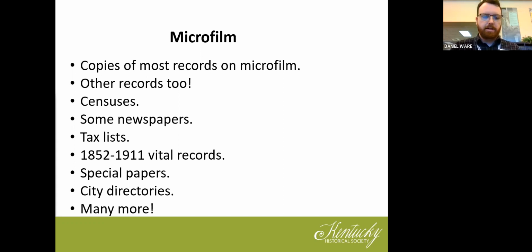We do have that as well if you're needing to look for a particular vital statistic record. And I have seen there are some special collections, special papers that we seem to have on microfilm. I haven't really delved into those personally, but I just thought I would mention that. And we do have city directories. I have seen quite a few of those, and then there's many other ones too that would take a lot of time to go through.